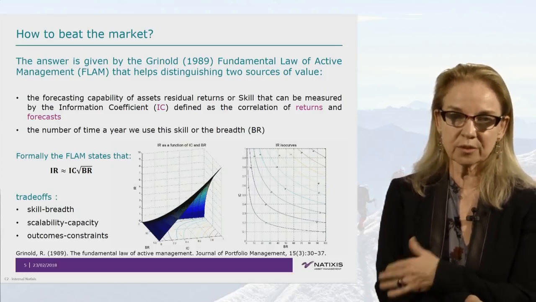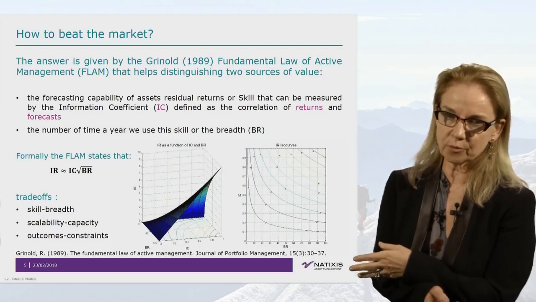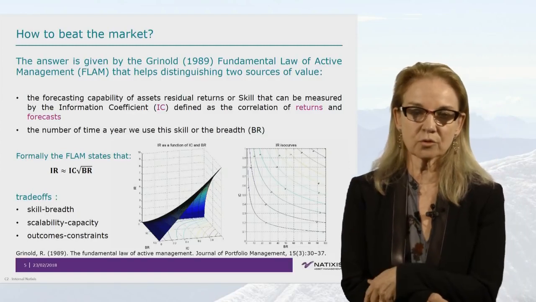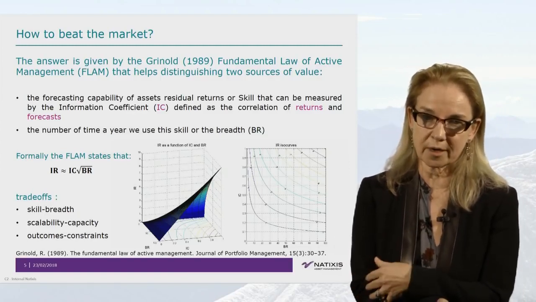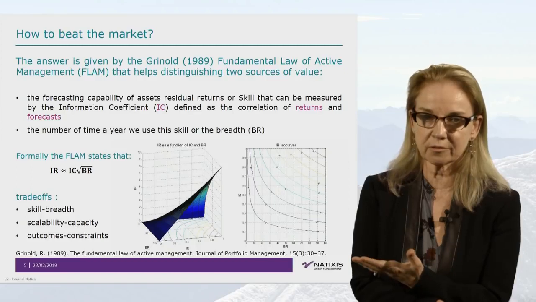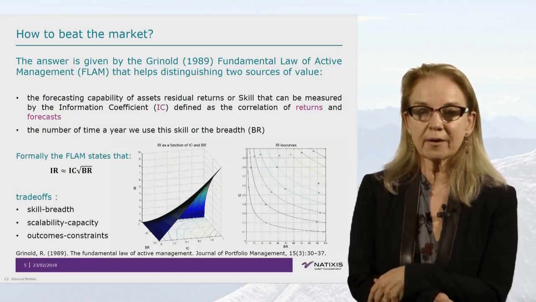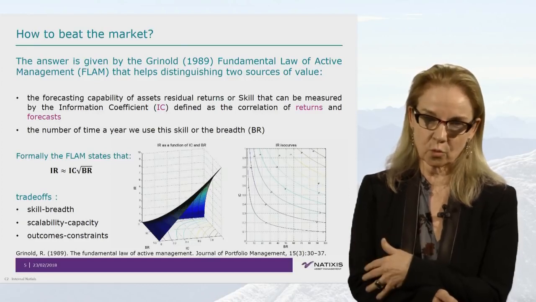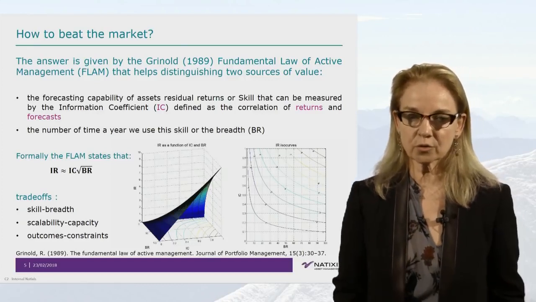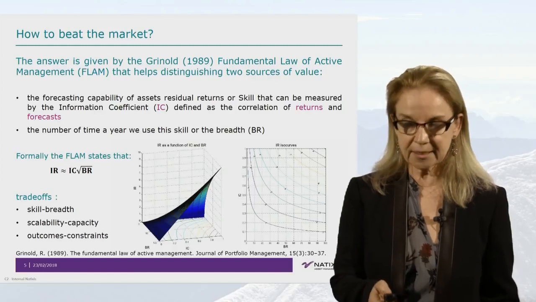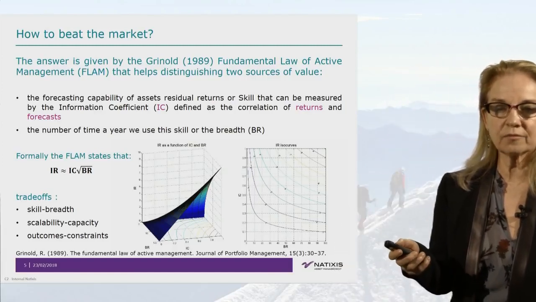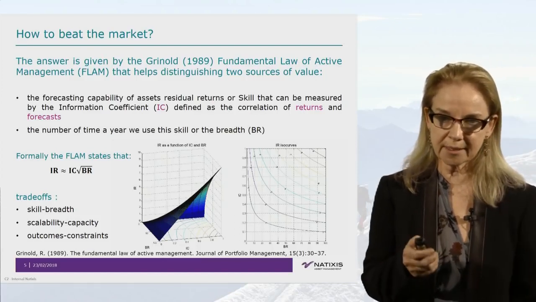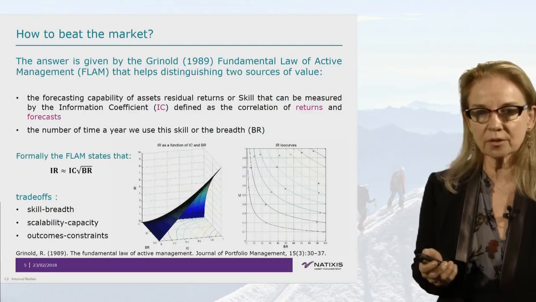You have a trade-off between the scalability and the capacity of the market, because you would like to be scalable, to increase the number of times you use the strategy, but you also have the capacity of the market, what we can call today the liquidity of the market, for instance. And we have also a trade-off because you cannot generate the outcomes you want if you have constraints on the portfolio. So you can see, in fact, the iso curves for the information ratio between the IC and the breadth on the slide.